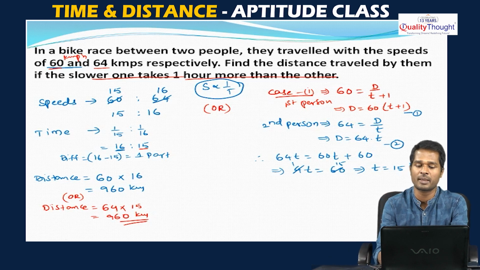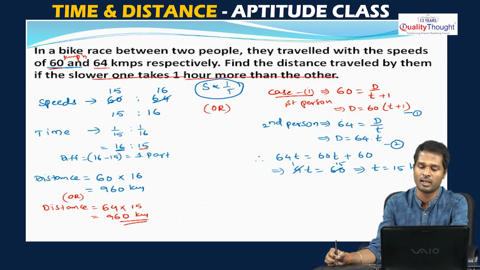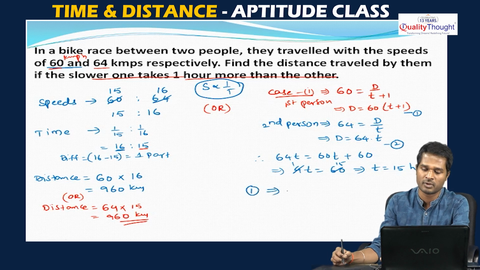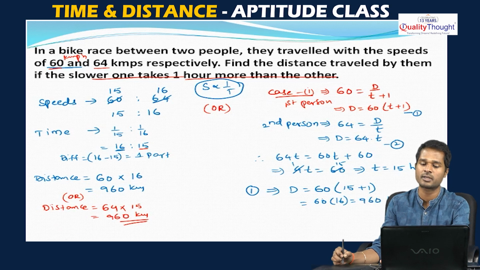So the original time required to complete the race is 15 hours. In these 15 hours, what is the distance traveled? You can take any equation. Let me take equation 1 to find the distance. Distance d is equal to 60 into t, the value 15 plus 1. So 60 into 16 is equal to 960 kilometers. So this is the distance.